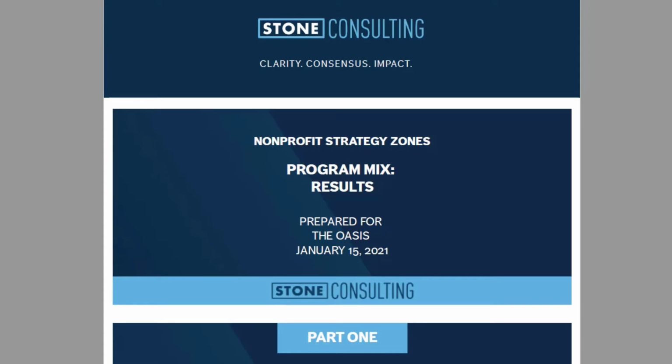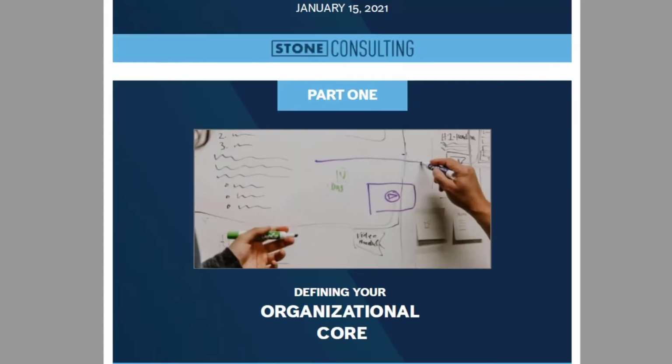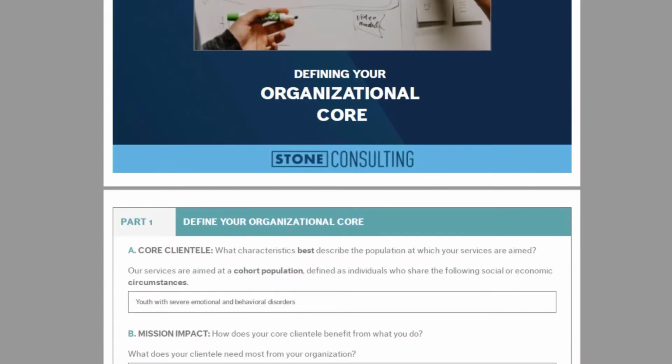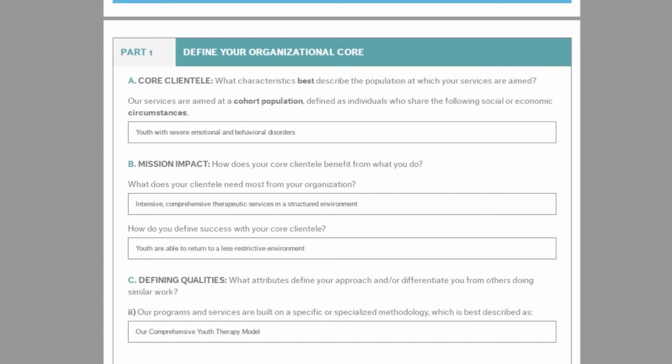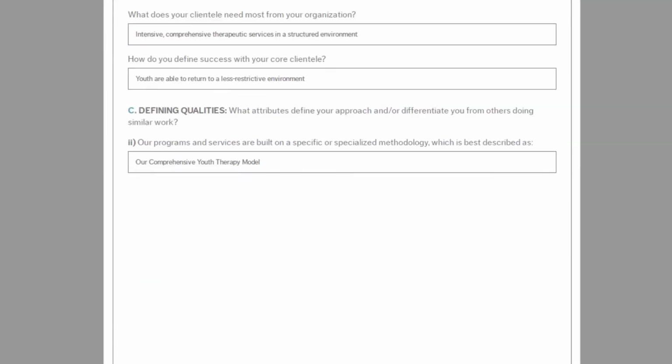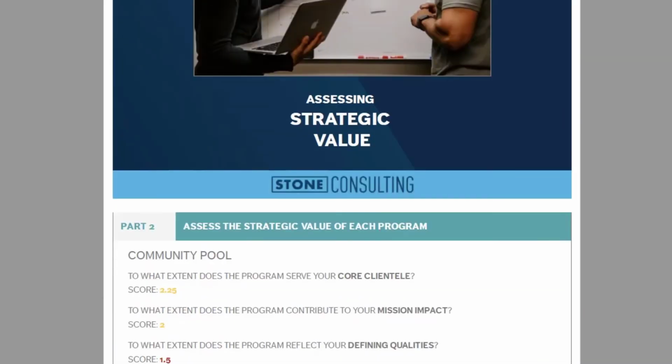As you can see here, we're still working with this fictitious organization called the Oasis. We'll start with part 1, and we remind you of how you defined your organizational core. So there you have the elements of the organizational core that we put in on steps 1 and 2. The next part of the report is where we show you the summary.